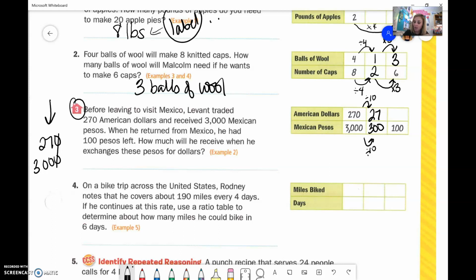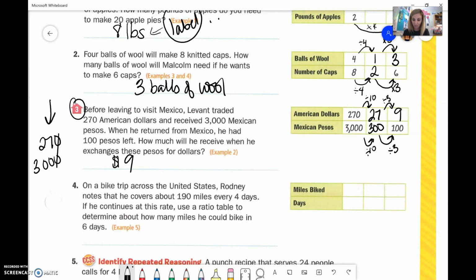Okay, so now how do I get from 300 to 100? Oh, well, that's easy. Those are easy numbers to deal with. I'm going to divide each of those by 3. Now, because we divided by 3, we have to make sure that the number at top is divisible by 3. So if we divide 27 by 3, we know that that is 9. So we have $9 left. And actually, you just put that dollar sign there. That counts as a label.